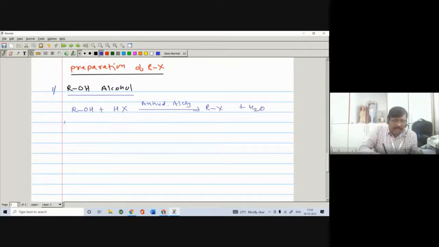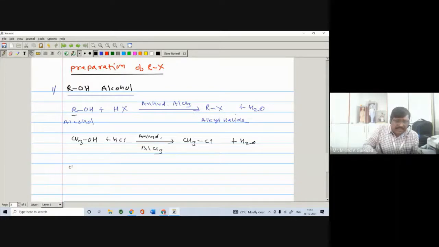So alcohol, when treated with hydrogen halide in the presence of anhydrous AlCl3, forms the corresponding alkyl halide. Right. Example: when you change the R, take CH3OH. Here for HX you can take HCl in the presence of anhydrous AlCl3, and there is formation of CH3Cl plus water molecule.